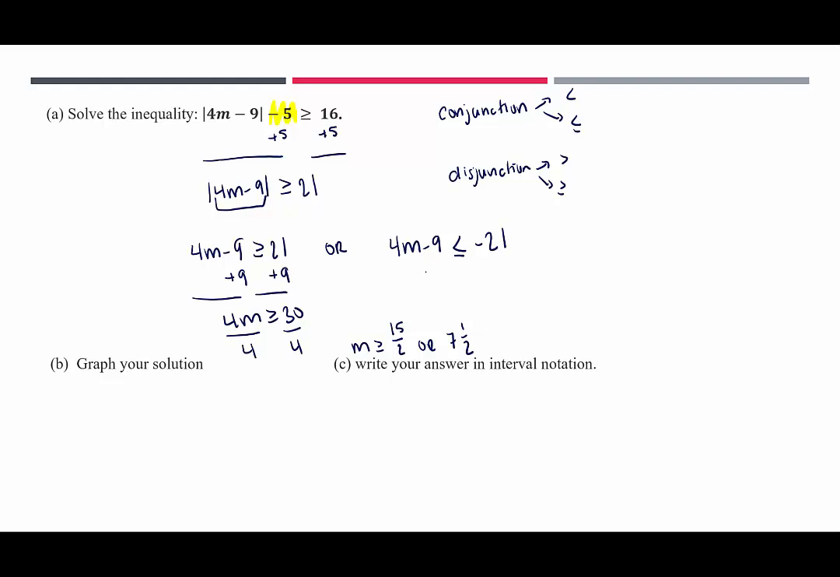What about the other set? So we're going to add 9 to both sides to isolate the m. This will give us 4m, I just added 9, so I don't need to include a minus 9 anymore, is less than or equal to negative 21 plus 9 is negative 12. Then we'll divide both sides by 4, and we get m is less than or equal to negative 3. So we have the two possibilities. We have m is greater than or equal to 15 over 2, and then we use the word or for the disjunction, m is less than or equal to negative 3.